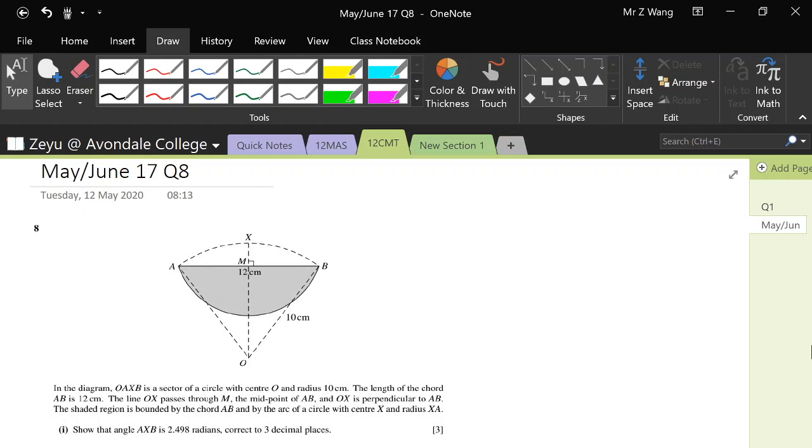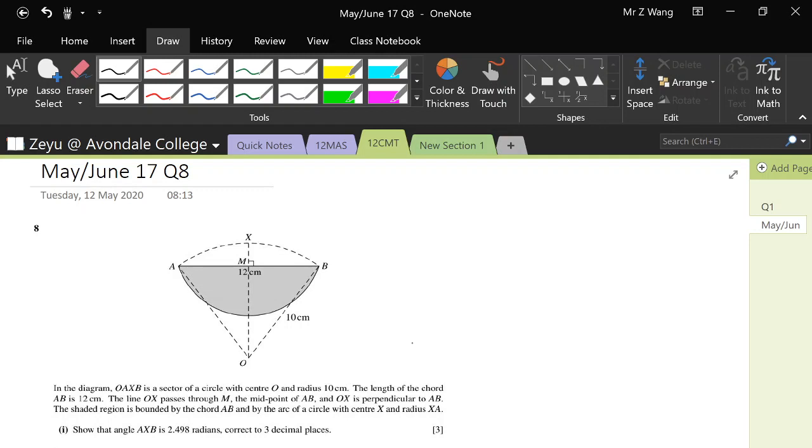Morning, guys. Today we're going to explain the second assignment, which is May-June 2017, question number 8. This is a common type of question in every paper. It's almost certain there is such a question. This is a circular measure geometry question. All of the knowledge you have to use is radian, as well as area of a circle and area and length of the arc, as well as all of the circle theorems you learned in IG.